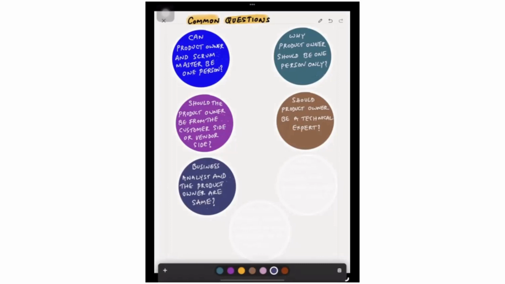But at the same time, Scrum does not insist that every Scrum team should have a business analyst, because as we discussed previously, one of the quadrants of product owner should be business analyst. At the same time, Scrum does not stop you from having a business analyst.